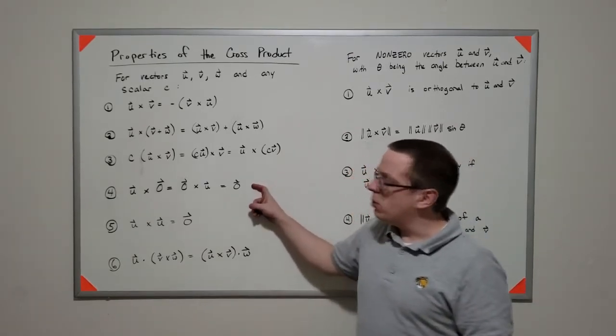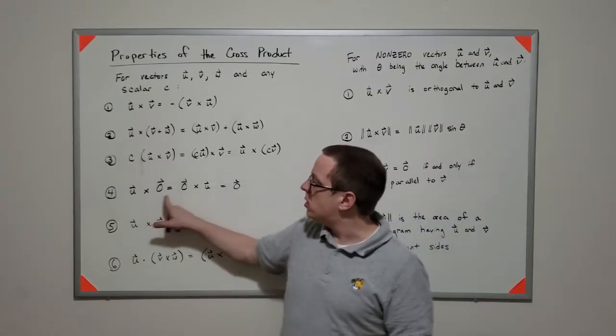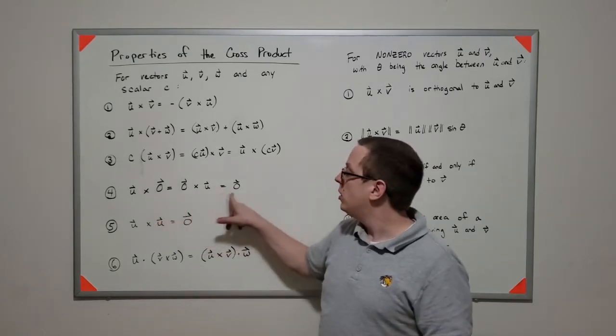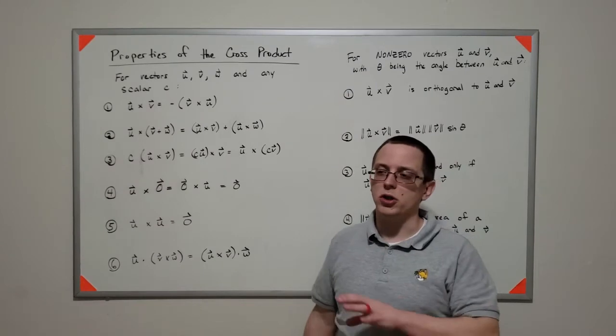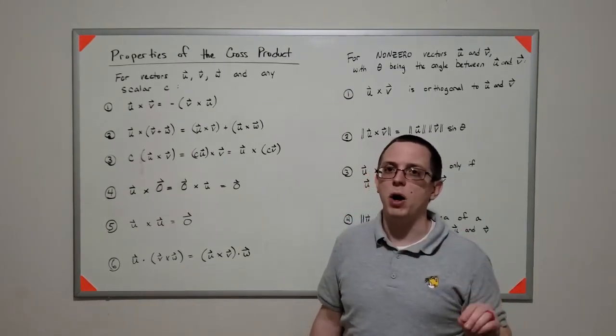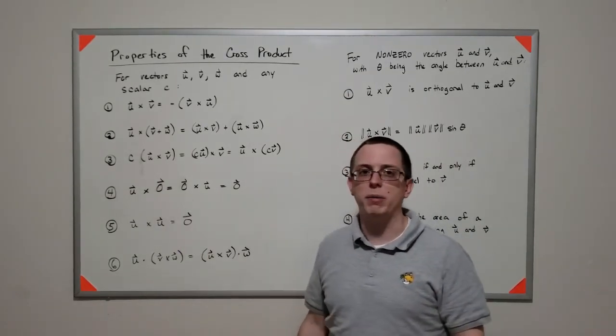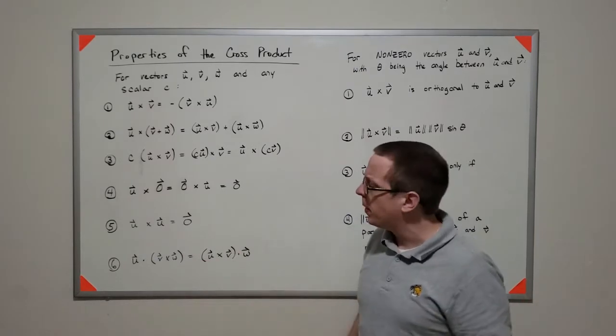The fourth scenario is kind of intuitive. If you cross a vector with the 0 vector, you're going to get the 0 vector. And if you think about the way that the cross product is constructed, you're multiplying components. Well, if you always are multiplying by 0, you're just going to get 0.